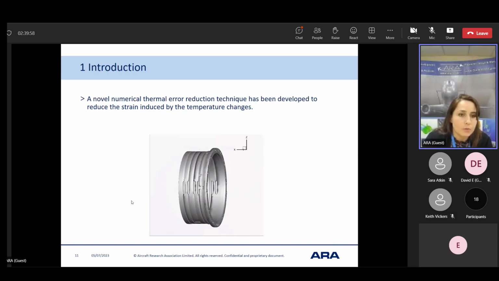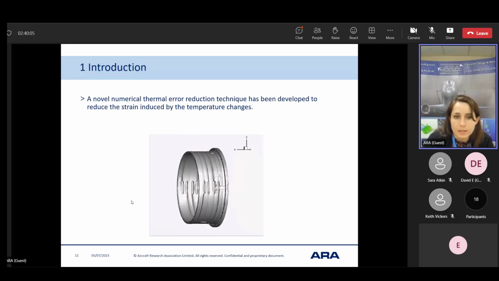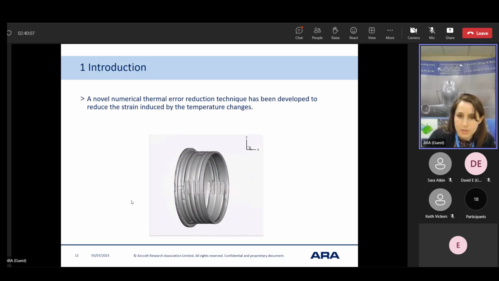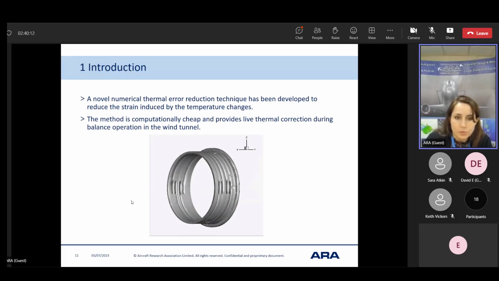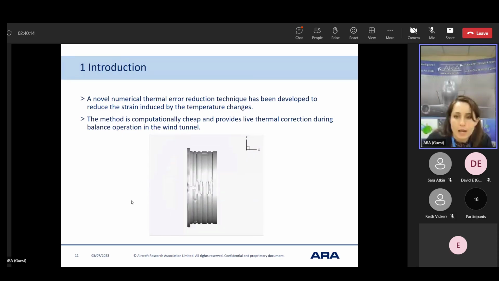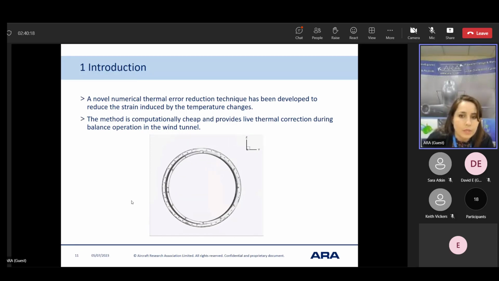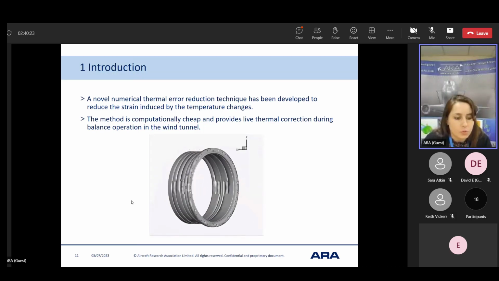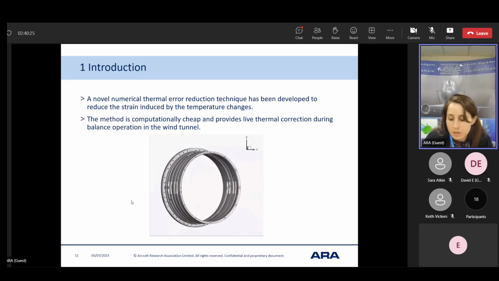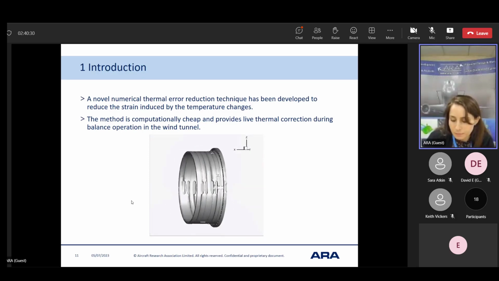So that's why here at ARA, we have developed a novel numerical thermal error reduction technique in order to reduce the strain induced by temperature changes. And the good thing with this method is that it is computationally cheap, and it provides live thermal correction during the balance operation in the wind tunnel. It's something where we need a quick insight into the thermal behavior of the balance in a few minutes, quite instantly.